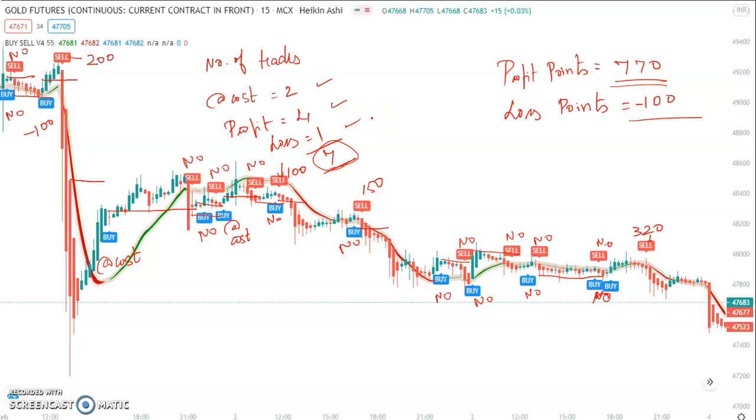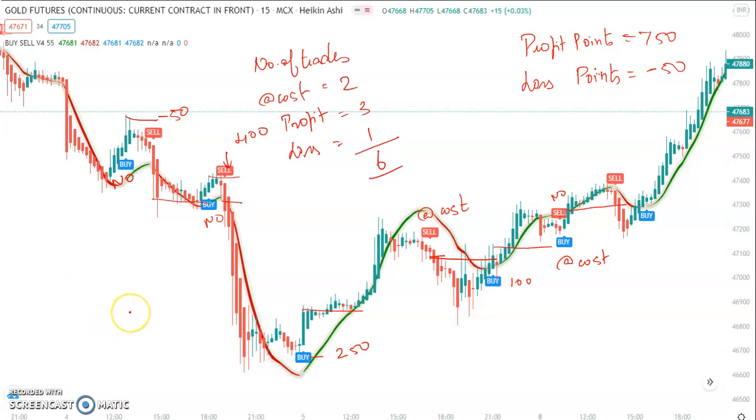To explain what at cost means: we entered a position, either a buy or sell, and we exit at the same cost as the entry. So that is considered at cost. Profit is the profitable trade and loss is the loss-making trade. So that's the definition of the numbers. In this time period we had 7 trades, and the total profitable points in this period is 770 and the loss is 100.